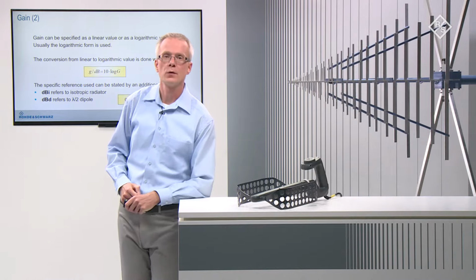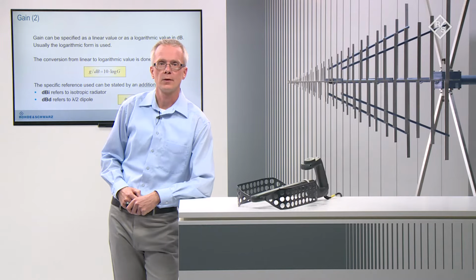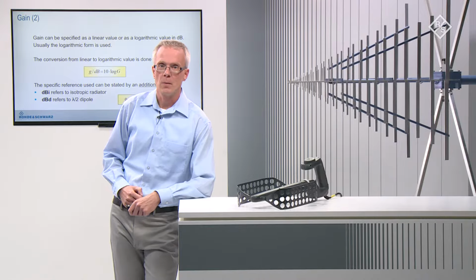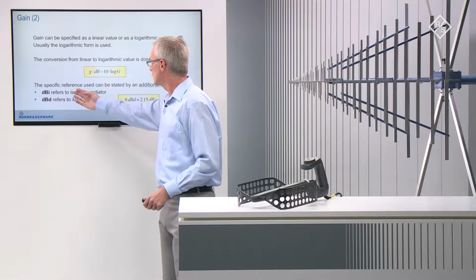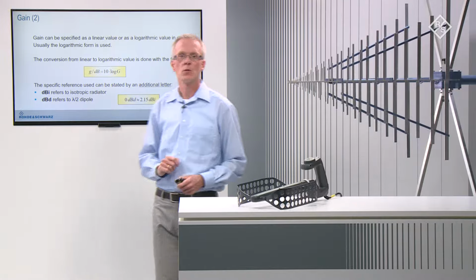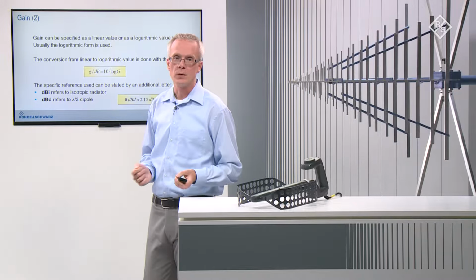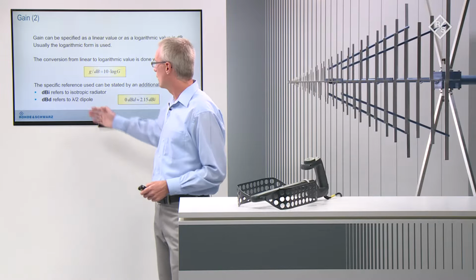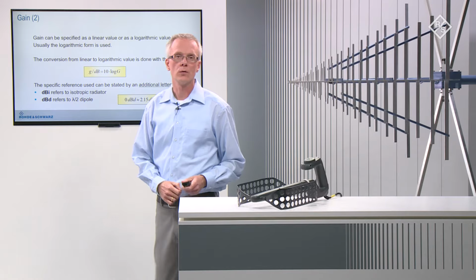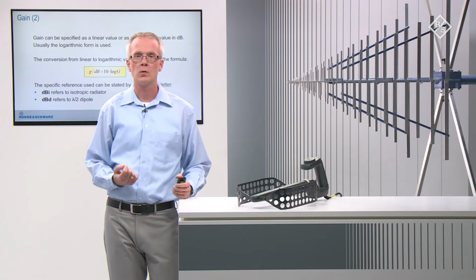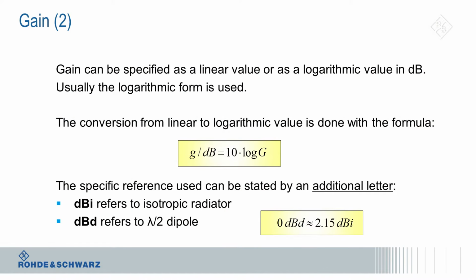It is also common practice to indicate the reference antenna by an additional letter, following the unit dB. For example, dBi refers to the isotropic radiator, which is common, while dBd refers to the half-wave dipole. A conversion between dBd and dBi is also possible based on the equation shown at the bottom.